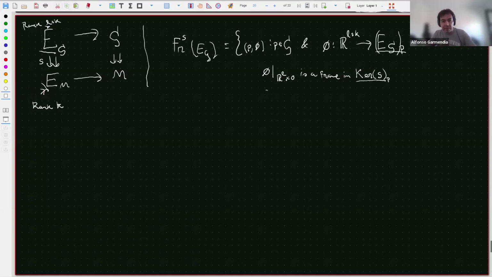And that phi restricted to 0 times R^K, and then I apply T, is a frame for EM_T(P). But this maybe is a lot of conditions.